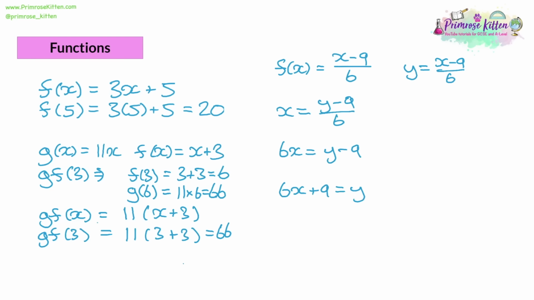Once we get to that stage, all we do is swap y back for f to the minus 1 of x, showing it's an inverse function, which is what the negative one does. The inverse function is 6x plus 9. Remember our example earlier: if we substitute 1/6 into this, we should get 10 out the other side. If x was 1/6, we'd have 6 lots of 1/6, which is 6 over 6, which is a whole one. And 1 plus 9 is 10. So it checks out.